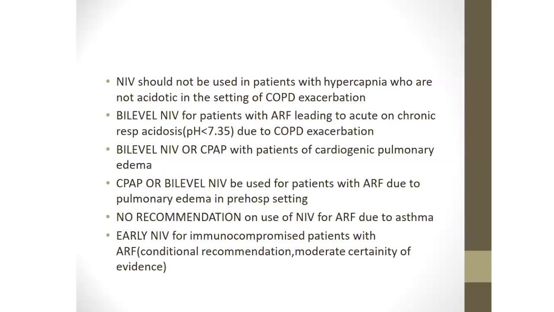CPAP is for patients who have cardiogenic pulmonary edema. CPAP or BiPAP should be used in patients with acute respiratory failure due to pulmonary edema in pre-hospital settings. There is no recommendation on the use of NIV for acute respiratory failure due to asthma or pneumonia. Early NIV is suggested for immunocompromised patients with acute respiratory failure. It is a conditional recommendation with moderate certainty of evidence, to reduce the risk of intubation and post-intubation complications, which these patients usually have more of. Next slide, please.